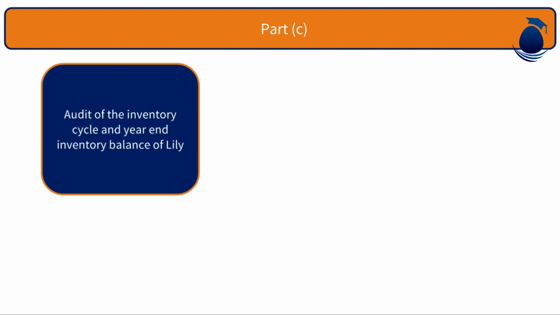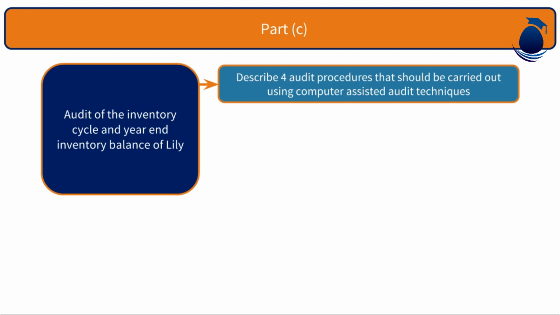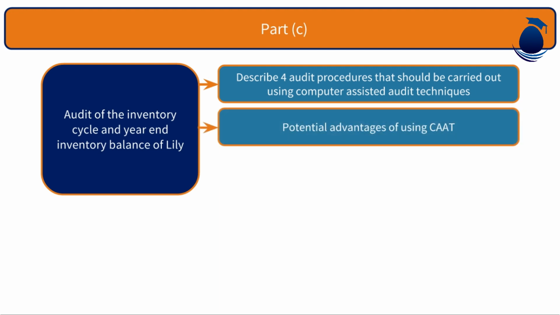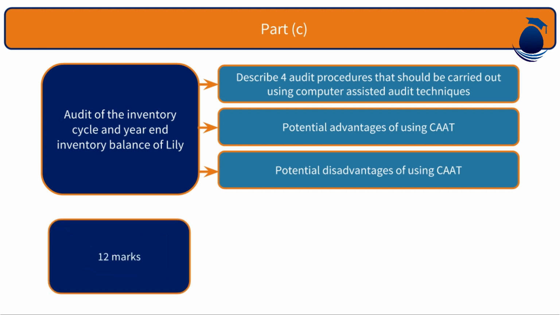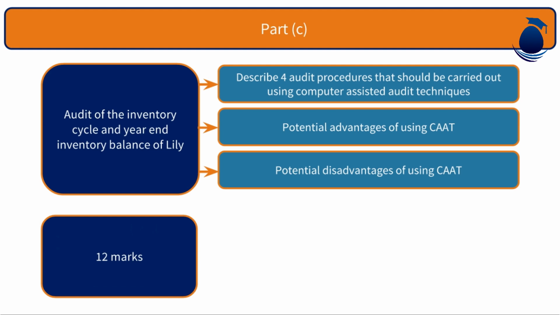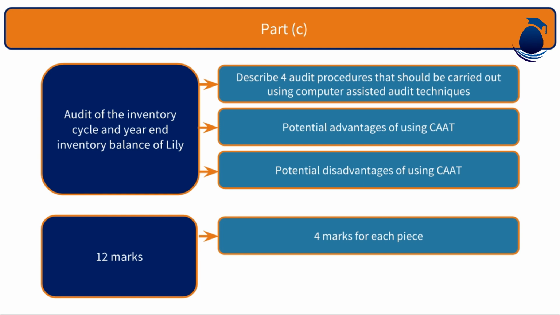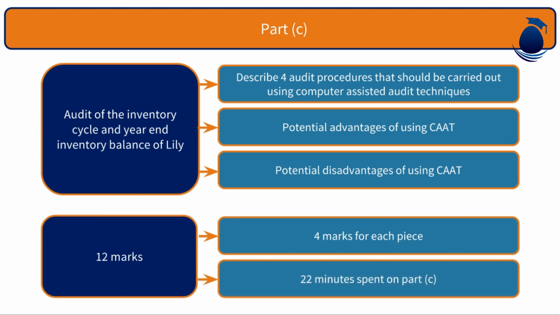Part C states for the audit of the inventory cycle and year-end inventory balance of Lilly, to describe 4 audit procedures that should be carried out using computer-assisted audit techniques, to explain the potential advantages of using CATs, and to explain the potential disadvantages of using CATs. This is a 12-mark question, and it states that the marks will be split equally between each part. Therefore, 4 marks for each piece, and no more than 22 minutes spent on the total of Part C.